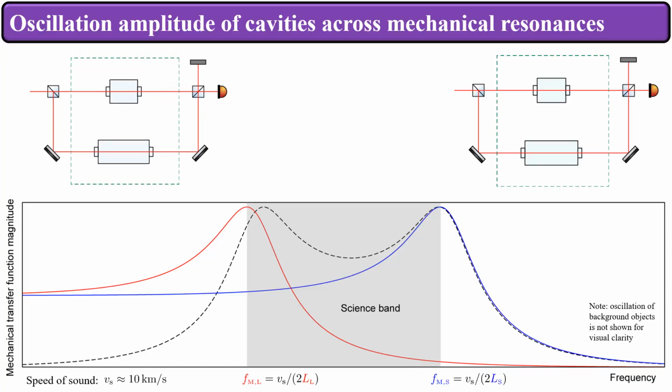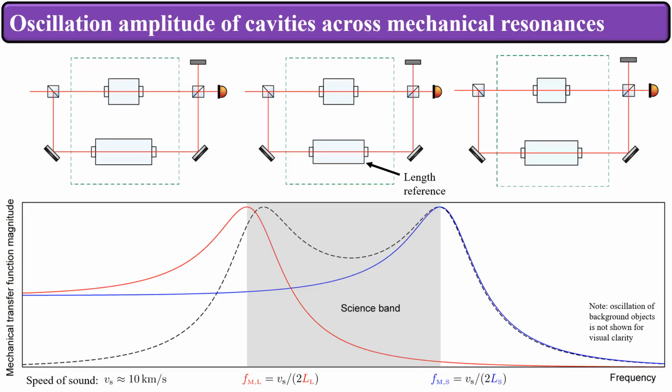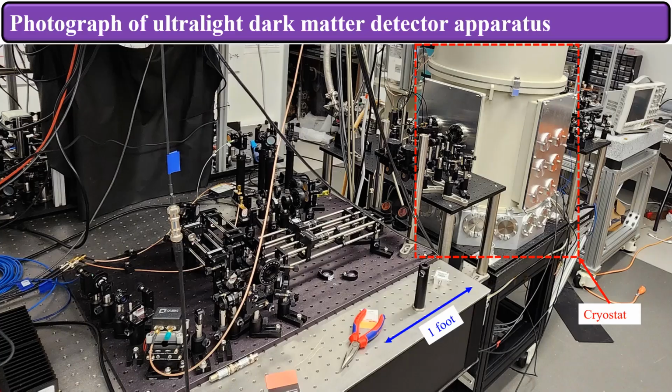Finally, in between the mechanical resonances, the short cavity follows the dark matter drive, but the long cavity becomes a length reference by effectively not oscillating in response to dark matter. So, the detector has the highest sensitivity in this frequency window, called our science band. Okay, so having understood the detection principle, let's look at the apparatus details.